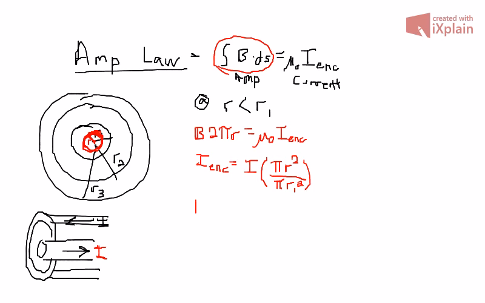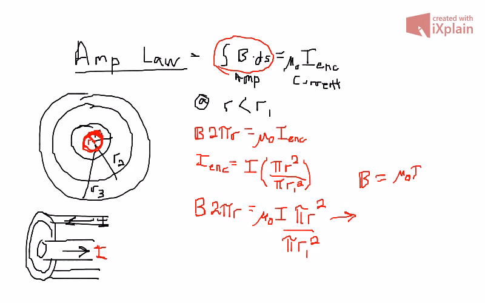So my answer to part A, where r is less than r1, is B times 2 pi r equals mu naught times I times pi r squared divided by pi times r1 squared. You can do some algebra to get the final answer. Just do simple algebra to find that B is equal to mu naught times I times r over 2 pi times r1 squared. And that's going to be your magnetic field for r less than r1.